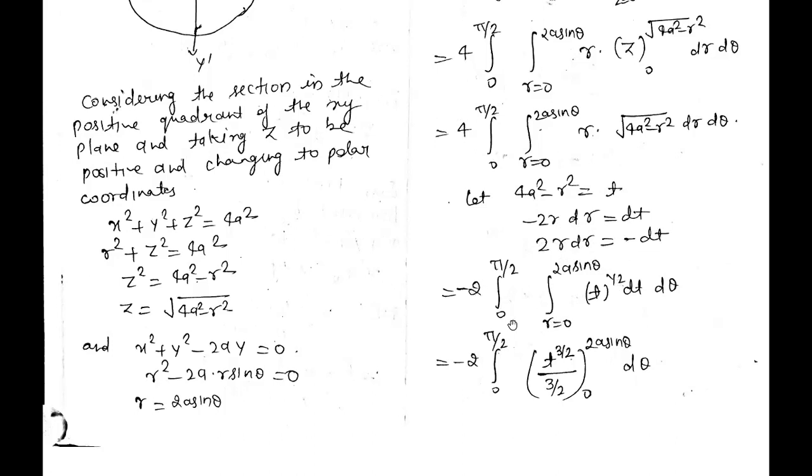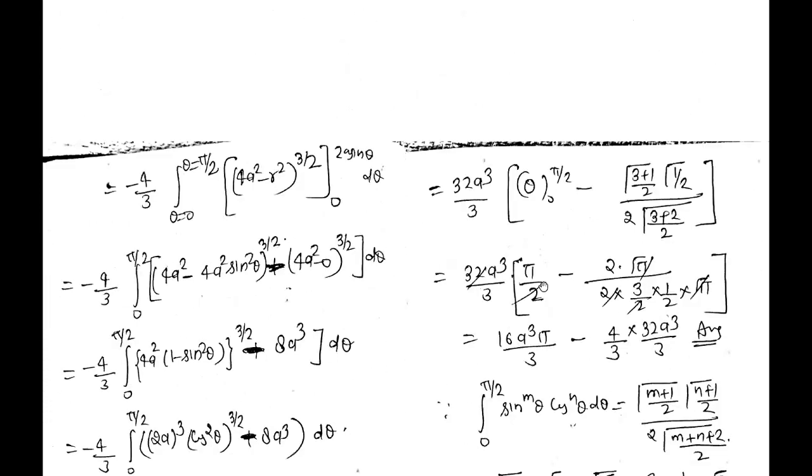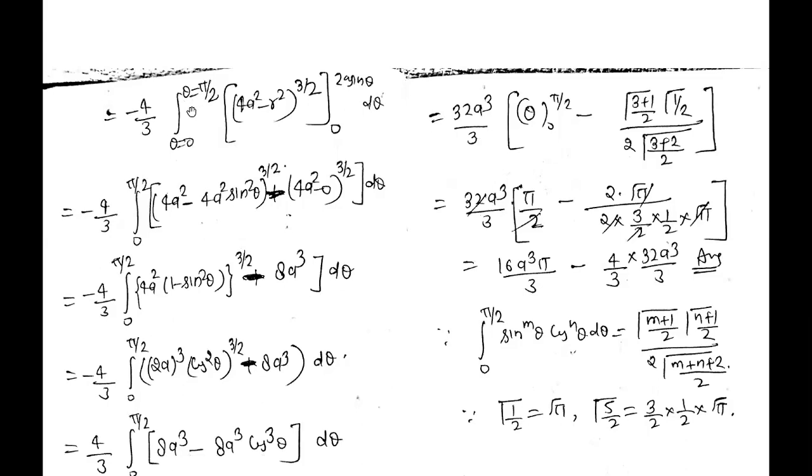So minus 2, 0 to pi by 2, 0 to 2a sin theta, t to the power 1 by 2 dt d theta. Now t to the power half integration will be t to the power 3 by 2 upon 3 by 2. So just apply limit here, and after applying limit you can see that 0 to pi by 2, 4a square minus r square to the power 3 by 2, 0 to 2a sin theta d theta. This is your value of t.